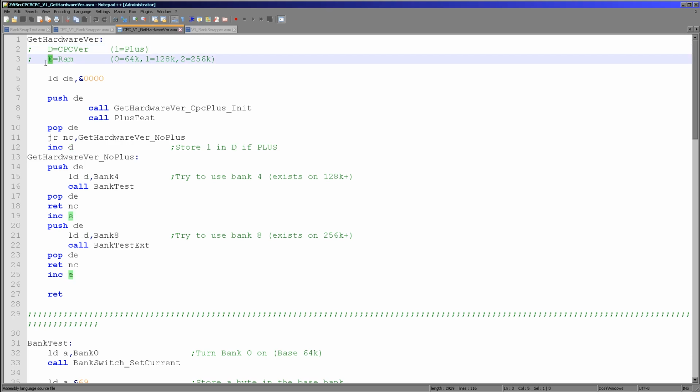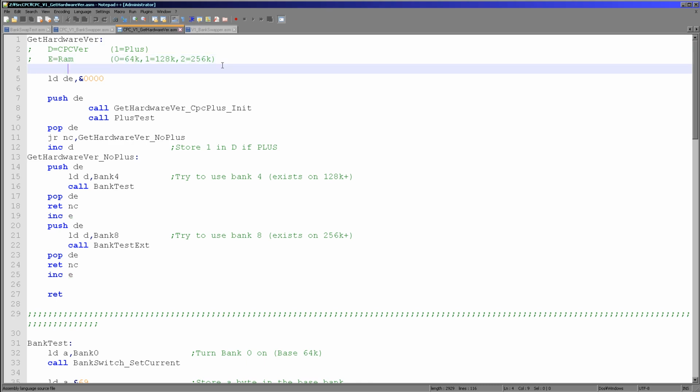The E register is going to be the memory, and this is going to be 0 for 64K, 1 for 128, or 2 for 256. And when we come to other systems later, we're going to mimic this quite a lot. So the D register will always be the hardware, and the E register will always be the memory. Okay, so that's the theory.